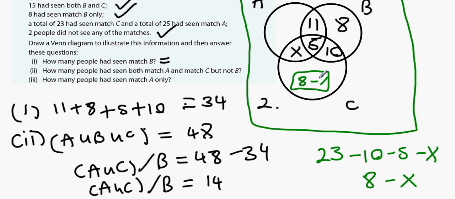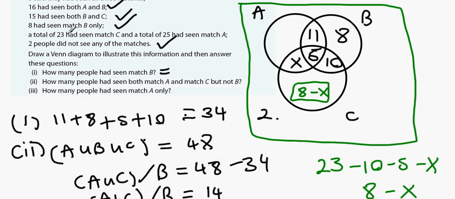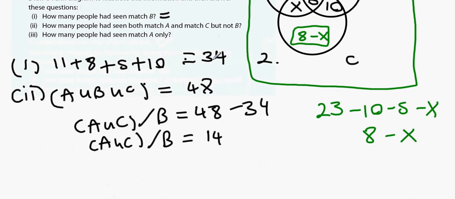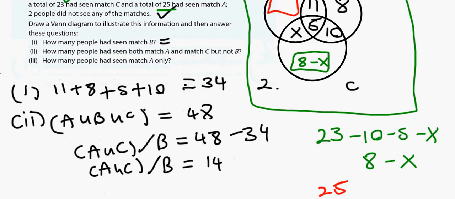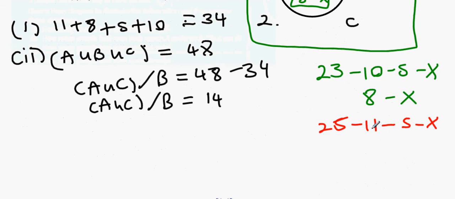And 25 people have seen match A. So this is going to be this red box here. And this red box here is going to be 25 minus 11 minus 5 minus X. And what this will give me is 25 minus 16. It's going to give me 9 minus X.